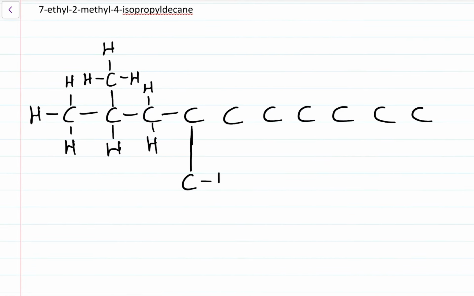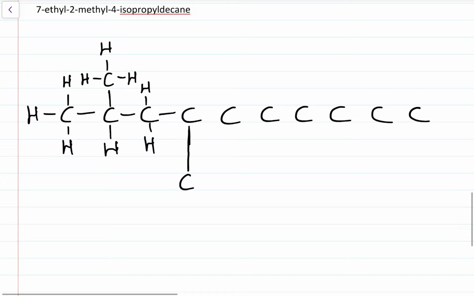So, isopropyl. Isopropyl. For isopropyl, I want to have my carbons on either side, sort of doing a flanking pattern to give that isoness, the sameness. That might be a little bit crowded there.